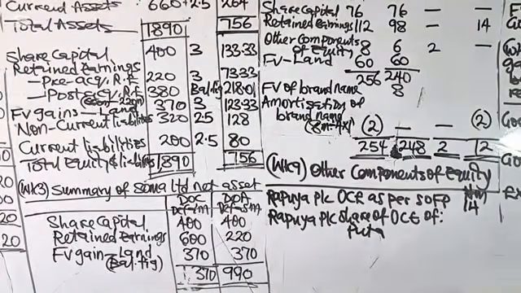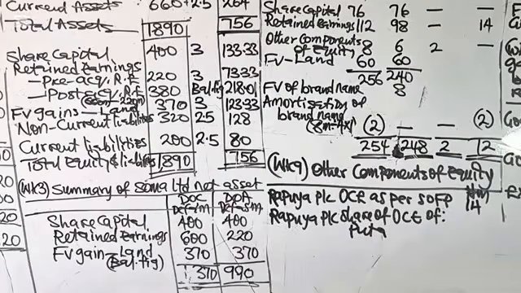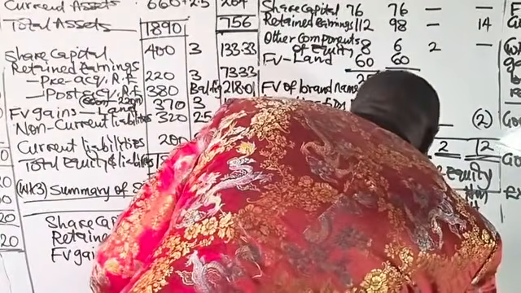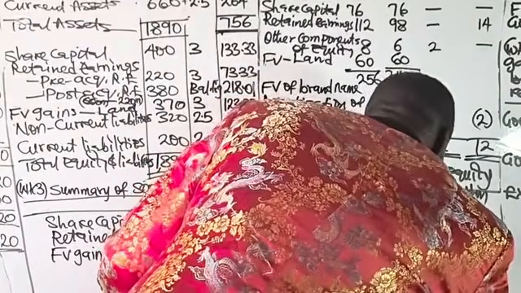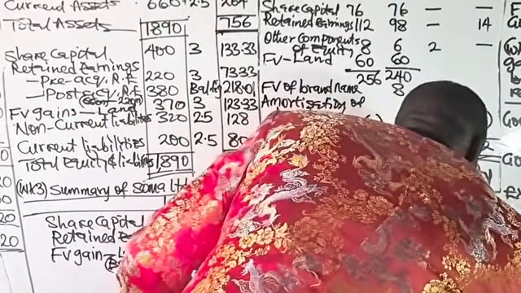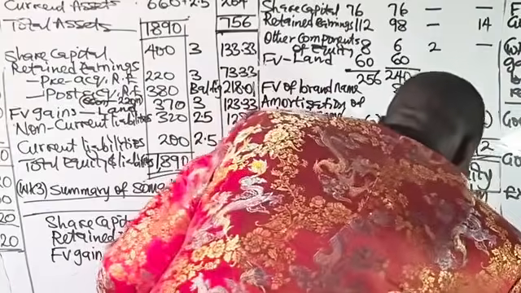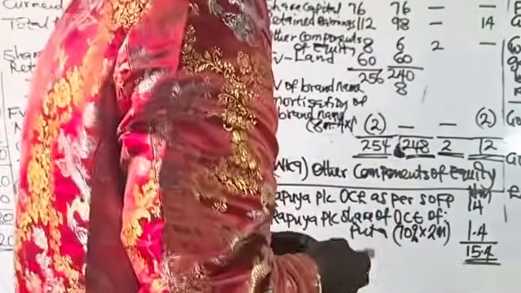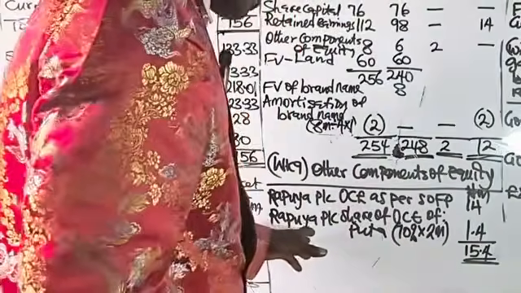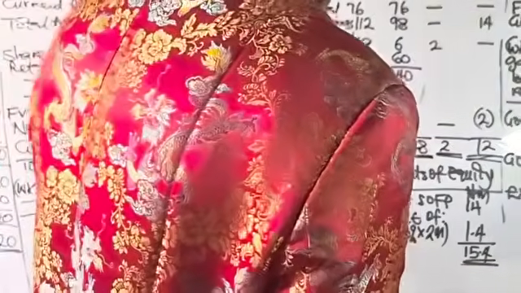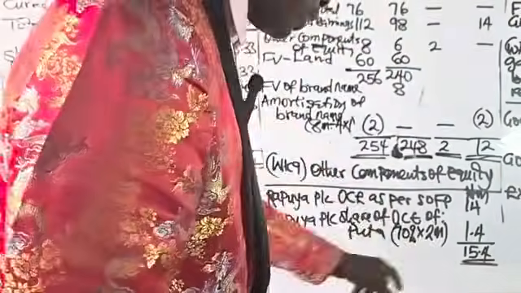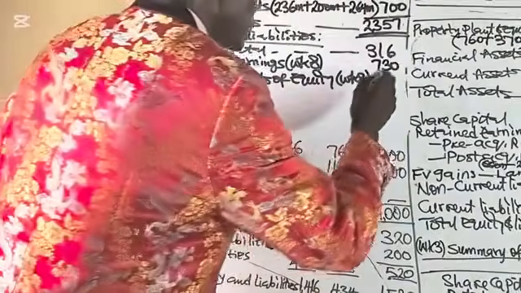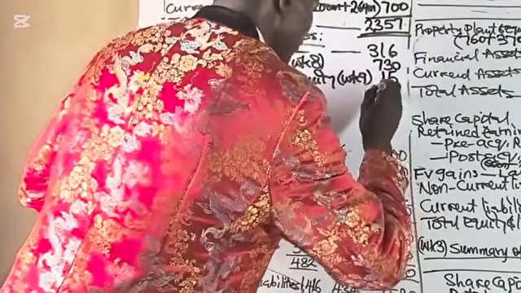So of this 2 million, Rapuya PLC will receive 70%. 70% of 2 million will be 1.4 million. If you add it to 14, then you have 15.4 million. So this is the other component of equity that will appear in the consolidated statement of financial position. Remember, Soma did not have other component of equity, so we can approximate this to 15 million to the nearest whole number. Other components of equity to be 15 million. That is from working 9.